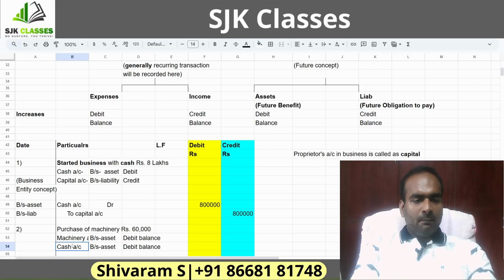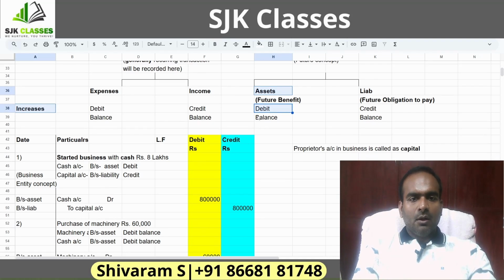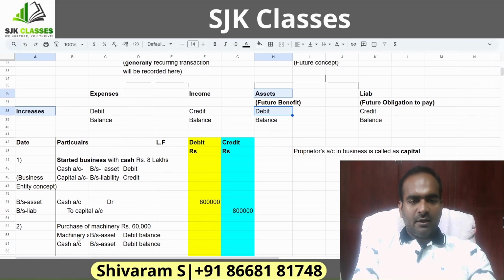So what you should do? Machinery, which is an asset, asset is increasing now. I have to give a debit. That's the modern rule. If asset increases, I have to give a debit, and if asset decreases, I have to give a credit. And so machine has to be debited here.